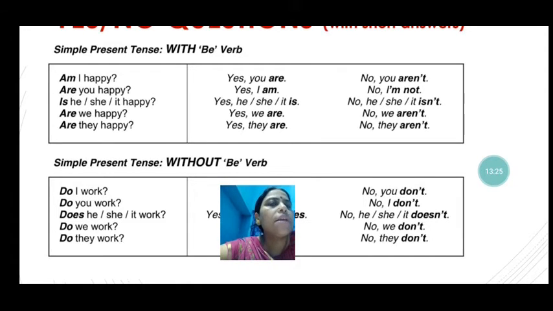Remember children, am, is, are. So the answer also you have to give in the same manner.